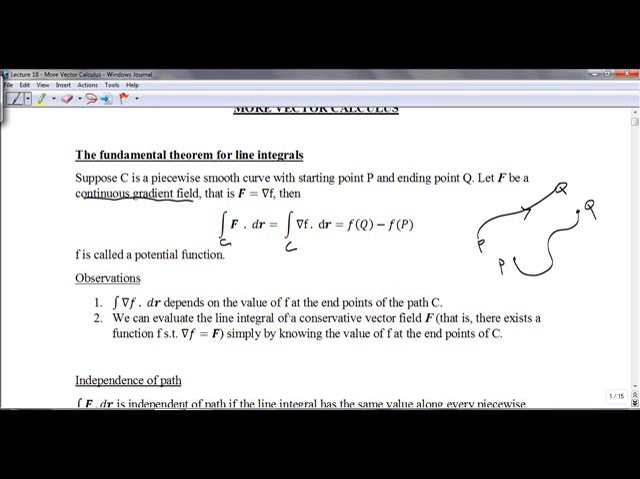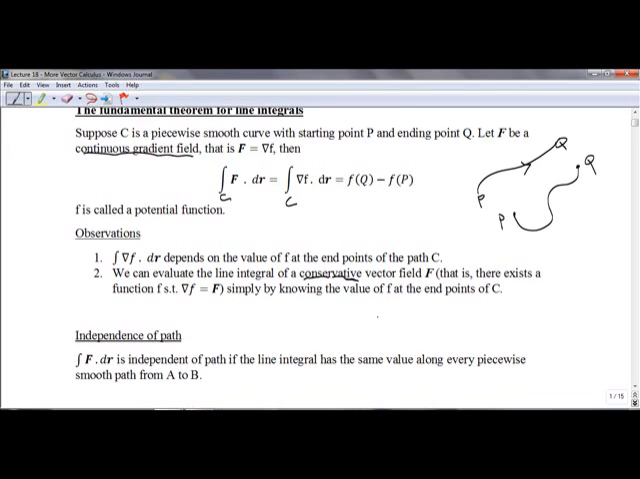So we can evaluate the line integral of a conservative vector field. This is very, very important. The only way you can use this formula is if the vector field is conservative. What does conservative mean again? There is a potential function f such that the gradient of f is equal to the vector field. So if you have a conservative vector field, you get the line integral simply by knowing the value of f at the endpoints. Right, that's the first definition. We'll come back to evaluating these line integrals later, but I want to talk about independence of path before we do that.